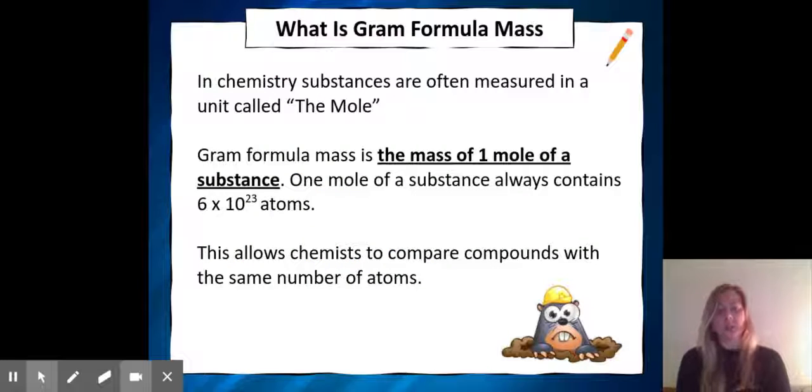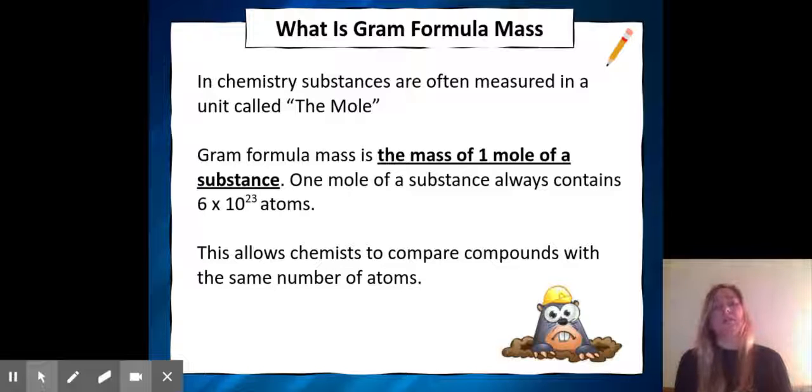What actually is the gram formula mass? So this is a note to go on your jotter if you don't have it already. In chemistry, we often measure substances with a unit called the mole. So gram formula mass is the same as the mass of 1 mole of a substance. And 1 mole of a substance always contains this giant number, 6 times 10 to the 23 number of atoms.